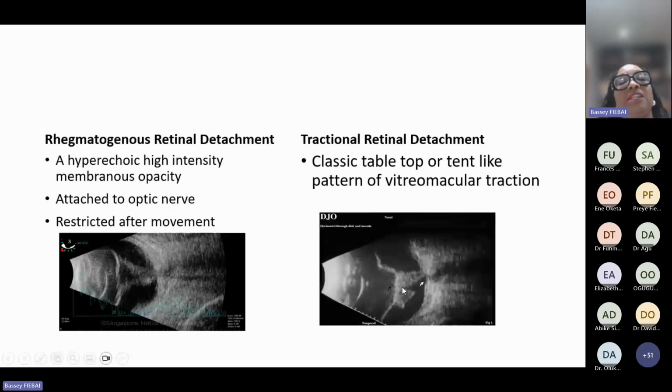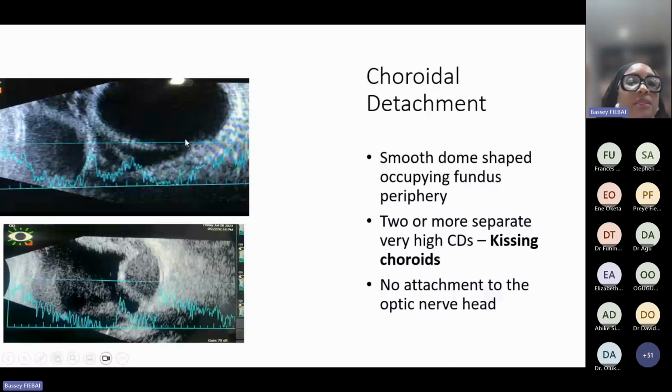Choroidal detachment is another membranous opacity that you see on an echogram. It could either be serous. You can see this is a clear fluid space, a serous choroidal detachment, but this is a hemorrhagic detachment. So this is what you call kissing choroids. It typically arises from the periphery. That's how you distinguish it from retinal detachment.